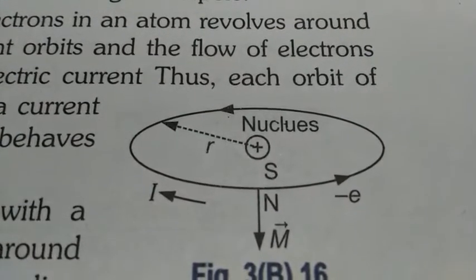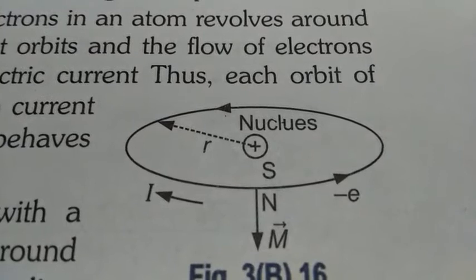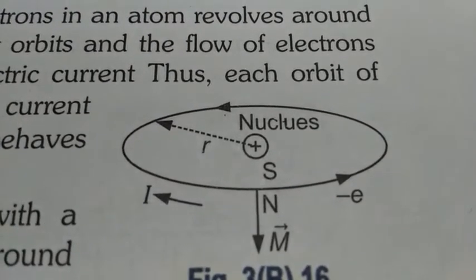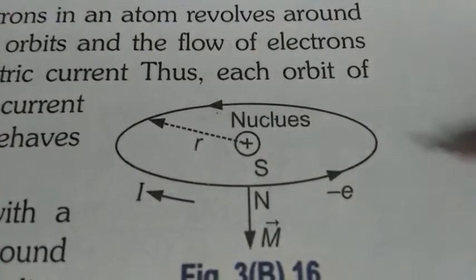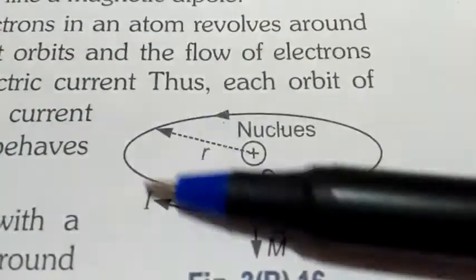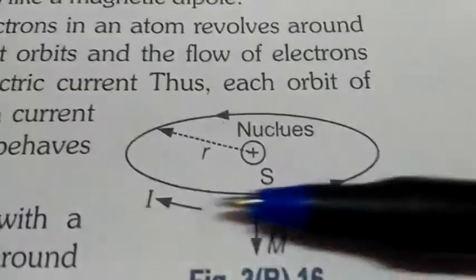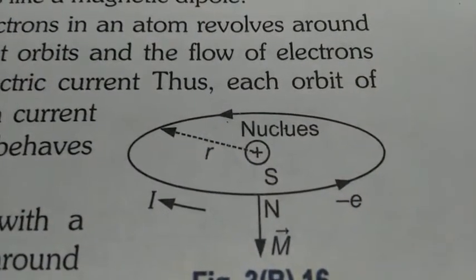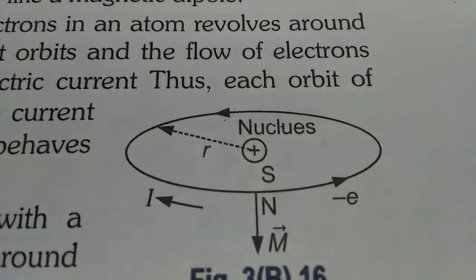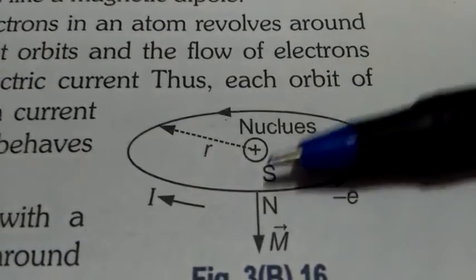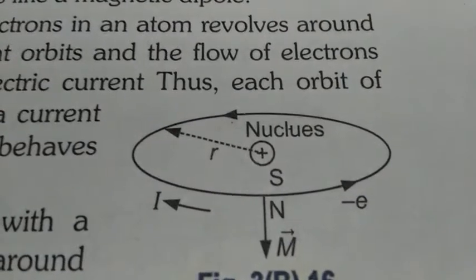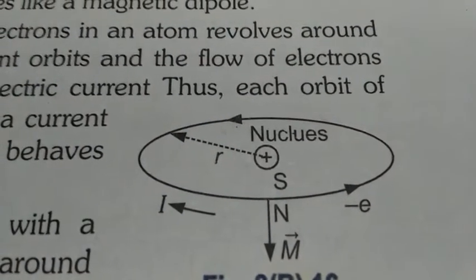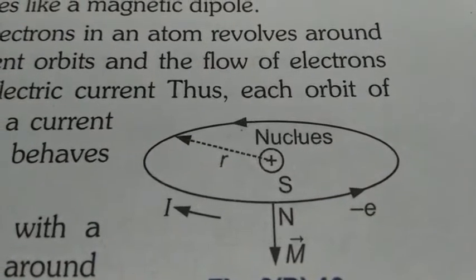If we look at the structure of the atom, we will find that at the center is the nucleus, which has a positive charge because of the protons. Around this nucleus, the electron is revolving. Because the electron is a charged particle, when it revolves around the positively charged nucleus, an electric field will appear there, and because of that we will have a magnetic field as well.